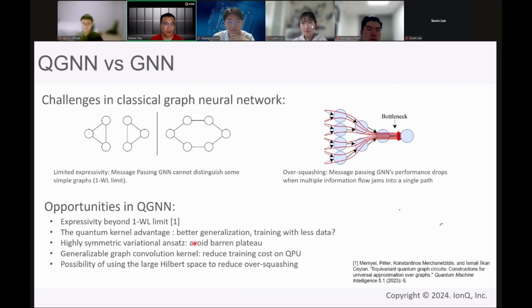And quantum also has this quantum kernel advantage. That means you may be able to train the neural network with less data and get better generalization, giving you a better model. It's a highly symmetric ansatz, so it has less of the barren plateau we talked about previously. And it also could reduce the time cost on the QPU, right? And you have this bottleneck issue with classical neural networks. We don't know if this is true, but there has been a hypothesis that a quantum graph neural network can potentially reduce the information bottleneck issue of graph neural networks, right?